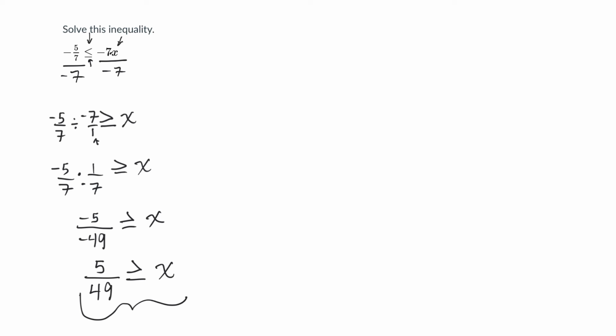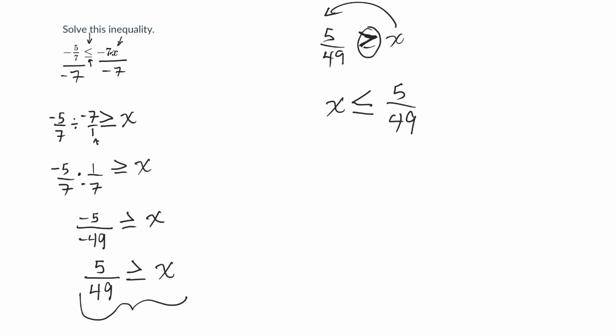So let me write it over again. 5 over 49 greater than or equal to x. So I'm going to put x on this side, and then I just have to make sure the inequality sign is the same. So if the sign is pointing toward the x, I still have to have it pointing toward the x. 5 over 49. Or in other words, if you swap this to this side and this to this side, you've got to swap that too. So that would be the answer to that question.